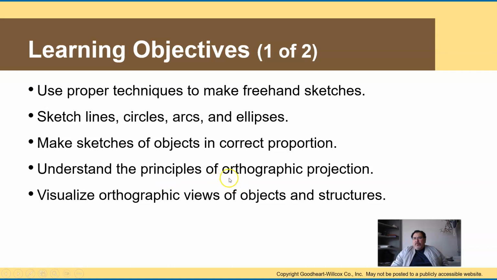Elevations are examples of an orthographic projection. Projecting from a blueprint, for example, a floor plan. And visualization of orthographic views of objects and structures. So there's different orthographic views of different objects and structures. So this will allow you to be able to understand the relationship of orthographic projection and the different views of the object.